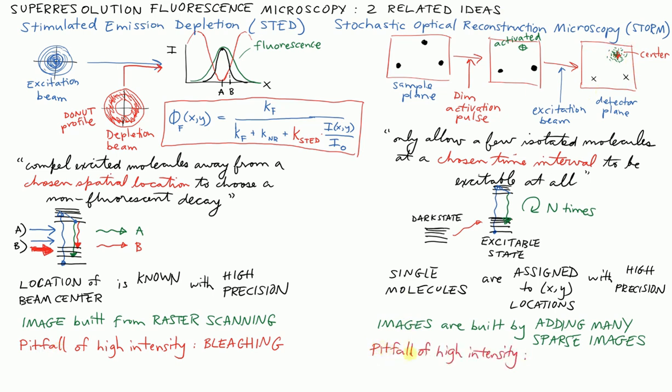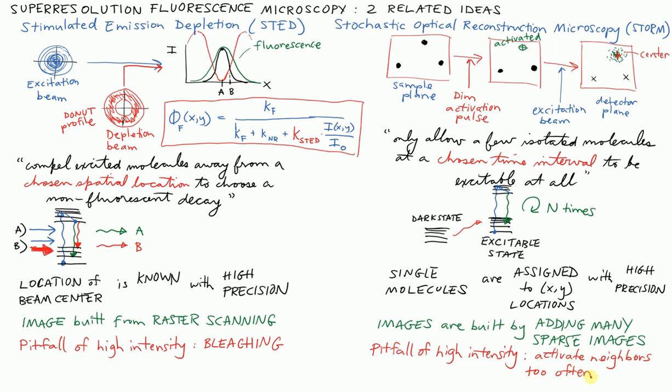Lastly, what's the corresponding pitfall? In the case of STORM, you've got to be careful that you don't make your activation pulse too bright. If you get greedy and want to have lots of activated molecules in your field of view all fluorescing at once, you might activate neighbors with too high a probability. In other words, you'll activate them too often.